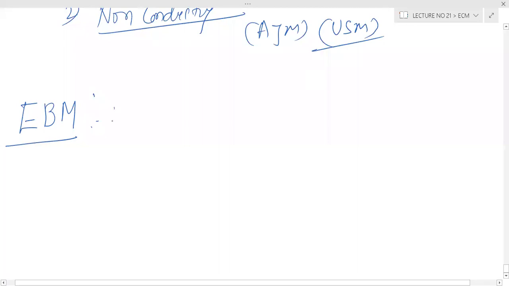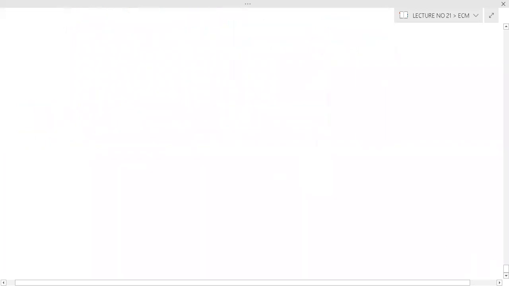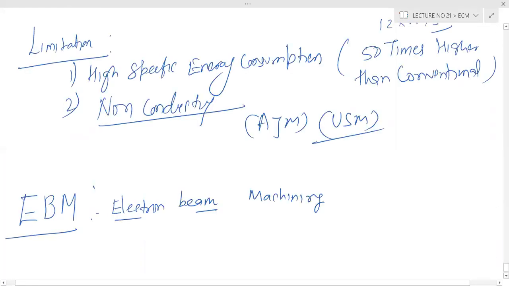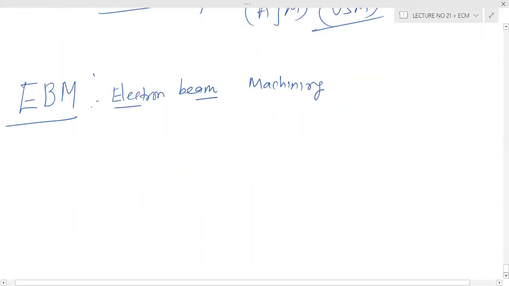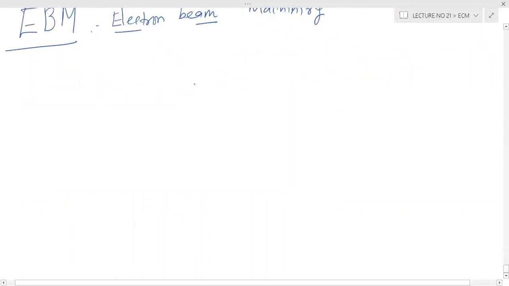Fine, so let us continue. Electron beam machining. It is in a beam, right? It is also called a thermal jet. So first we will understand this. Let us make some sketch. This much we are studying, but GATE will ask only one mass question.